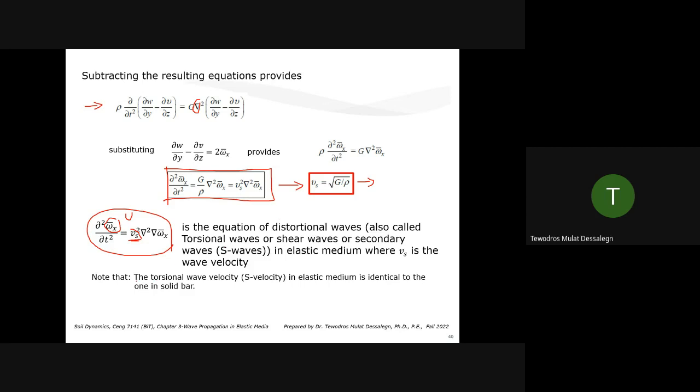So the conclusion is a torsional wave velocity, S wave velocity, we call it shear wave velocity. The stress that occurs from a torsion is identical to the shear wave. That's why we alternatively call it. In an elastic medium it is identical to the solid bar. Whether you use a 3D element from deep inside the earth or a 1D bar, the final product is the same. So that's our interest.